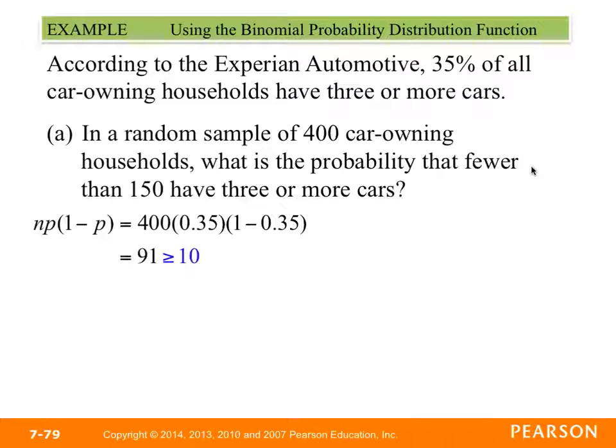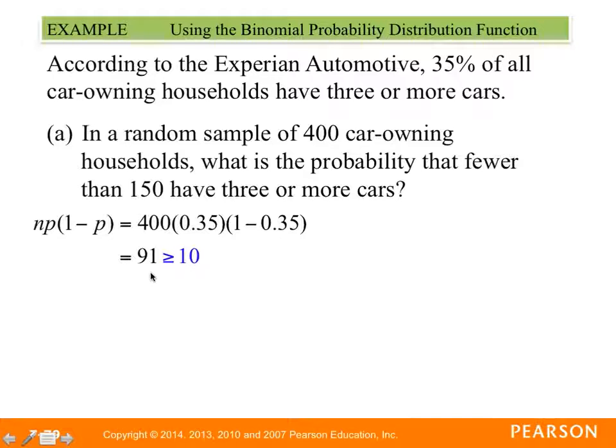is first verify that our conditions are met. So we need to take n times p times 1 minus p, and we need to make sure that it's at least 10. So we have 400, that's our sample size, times our probability, which is 0.35. That's our probability of success, okay? And then we multiply that by 1 minus 0.35, and we get 91, which is obviously much larger than 10.